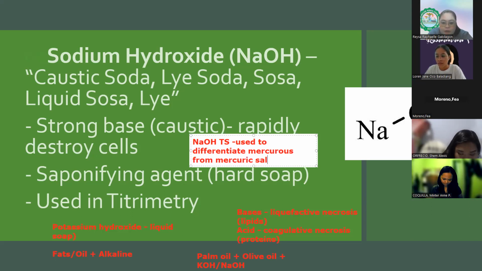So sa inyong laboratory, I don't know sa ibang grupo ha, pero 'di ba si mercury kasama doon sa dalawang oxidation state, dalawa ang charge. Pwede siyang +1, pwede din siyang +2. Pag +1, mag-end siya sa -ous, so mercurous. Pag +2, it's mercuric. So mercurous and mercuric. If we want to differentiate the mercury kung ano yung charge niya, we may use the sodium hydroxide test solution.